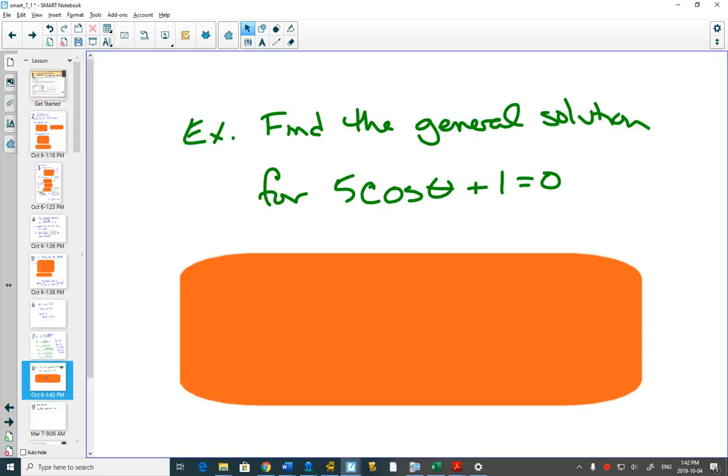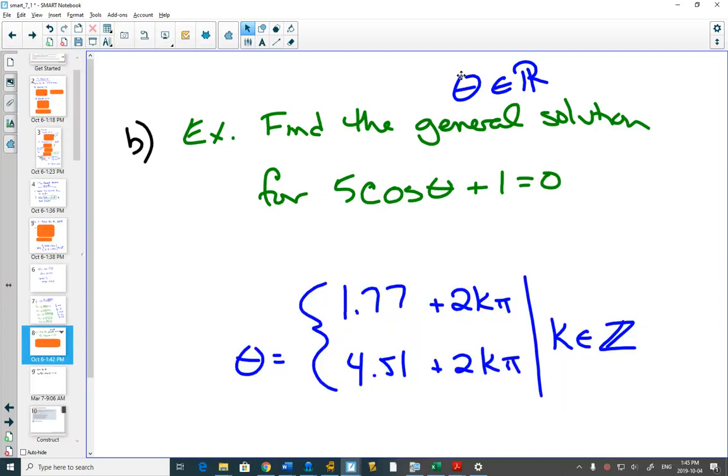Find the general solution. So sometimes they tell you the question will have the domain listed like this. And sometimes the question will just say, find the general solution for 5 cos theta plus 1 equals 0. So again, I want you to try this one on your own. I'll put the answer up in a bit. I didn't show any of the work. You had to get your own reference angle. It's negative, so it's in quadrant 2 and quadrant 3.